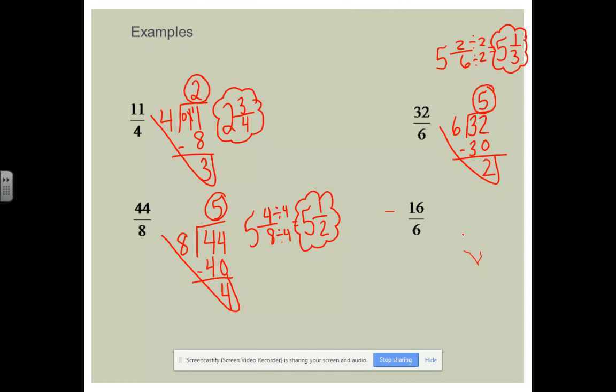And my last one is 16/6. I'm going to divide 16 by 6. 6 goes into 16 two times. I subtract and get 4. And I'm going to just do it. So I've got 2 4/6. Again, I'm going to simplify. When I simplify, that gives me 2 2/3.